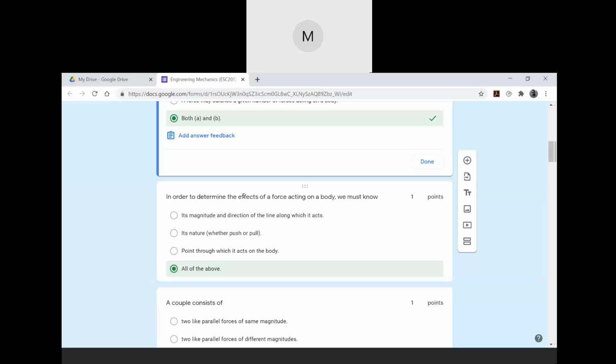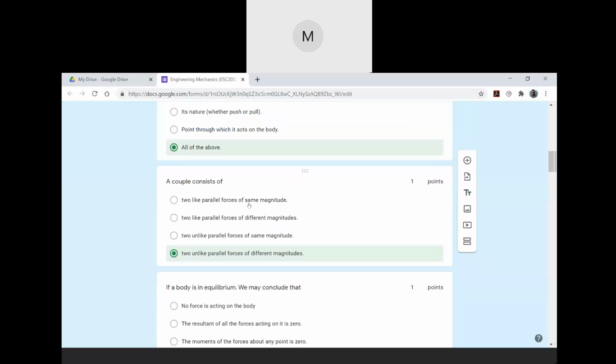Okay, so after that, next option is all the above. So all the 3 are necessary, no? In order to determine the effect of force acting on a body. Okay?